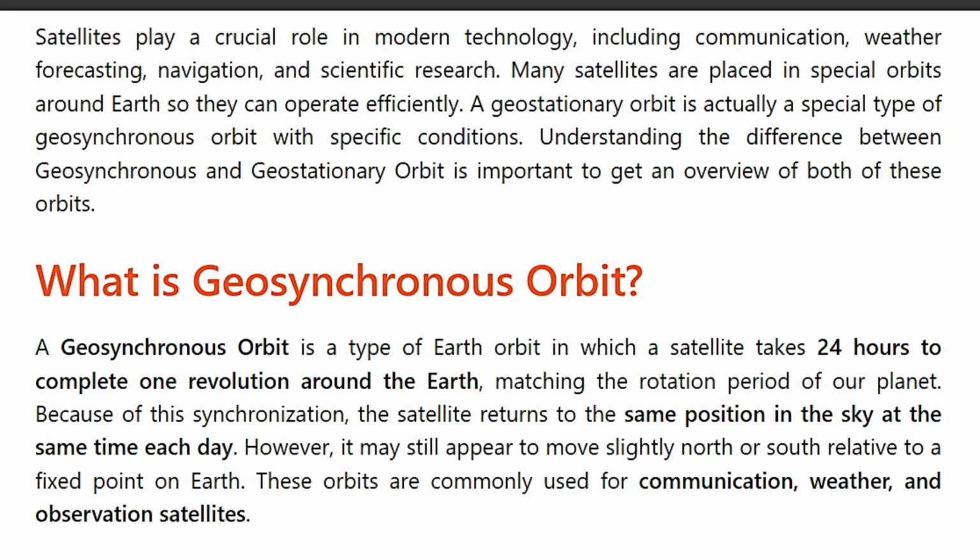What is geosynchronous orbit? A geosynchronous orbit is a type of Earth orbit in which a satellite takes 24 hours to complete one revolution around the Earth, matching the rotation period of our planet. Because of this synchronization, the satellite returns to the same position in the sky at the same time each day. However, it may still appear to move slightly north or south relative to a fixed point on Earth. These orbits are commonly used for communication, weather, and observation satellites.